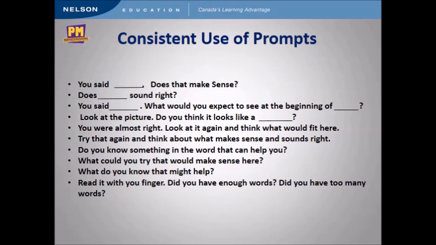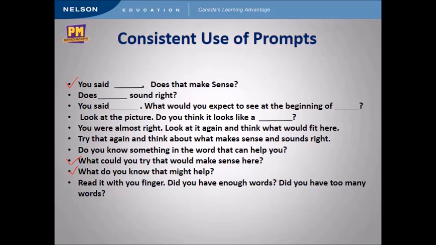So for instance, when we're helping the student who's challenged to make meaning when they're reading, we might use consistent prompts such as, you said, substitute the word, you said, does that make sense? We might say, what could you try here that would make sense? We might say, what do you know that might help? And this might be them using their prior knowledge, it might be looking at the picture, so something that's going to help them make sense.